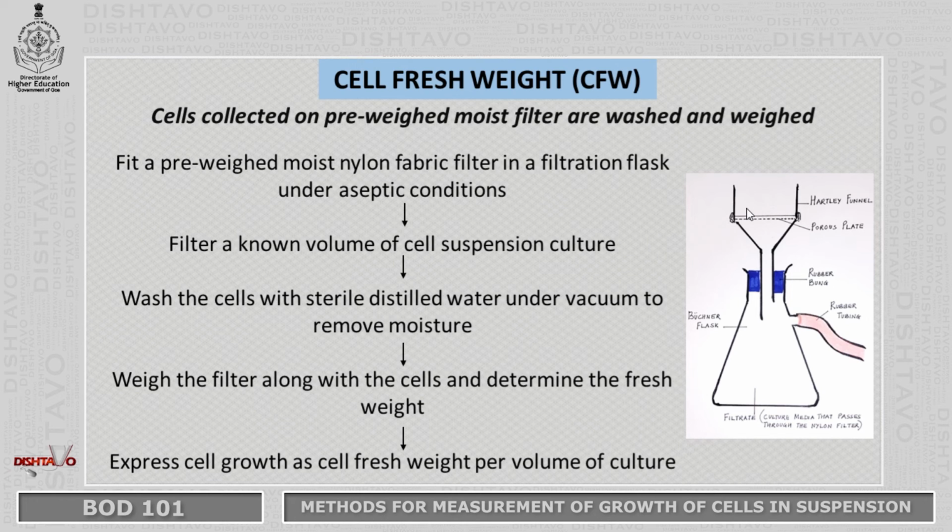The cells are then washed with sterile distilled water under vacuum in order to remove the moisture. After doing so, the nylon filter comprising the cells is then weighed in order to determine the fresh weight. The cell growth is determined as fresh weight per volume of culture.